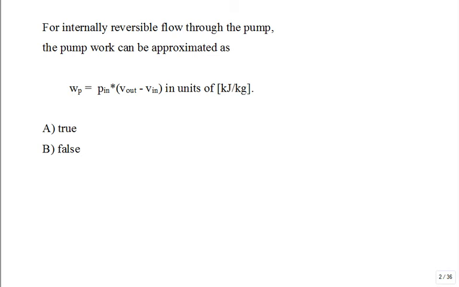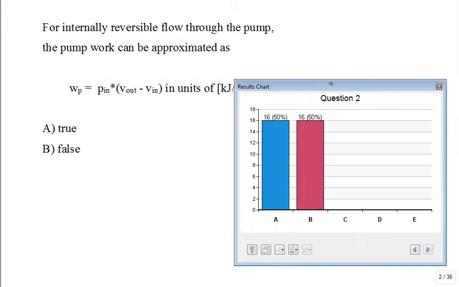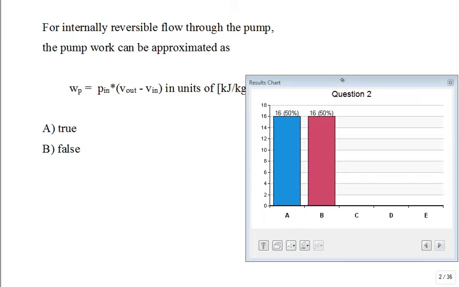So for an internally reversible flow through the pump, work can be approximated as the pressure in times the change in the specific volume, P dV. True or false? Well, look at that. 50-50, huh? So 50% are correct and 50% are incorrect.